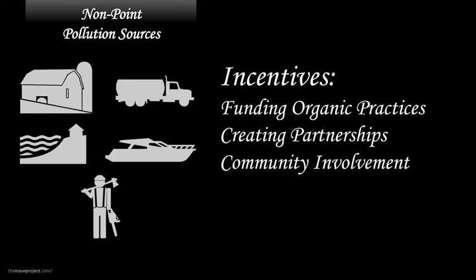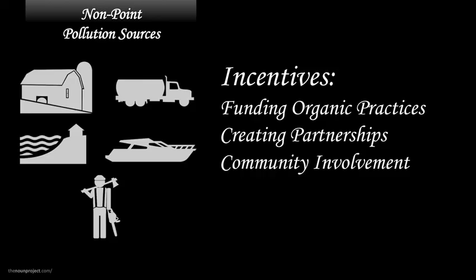So, some incentives that we can get for non-point pollution sources: funding organic practices. Instead of having farmers use pesticides and fertilizers to make their crops grow, we should be able to fund these farmers so that they are able to create organic practices. Also, creating partnerships between environmental groups and these farmers and industries, and even community involvement with groups. If the community is more willing for this change to occur, the industries and farmers will be more willing to accept it as well.